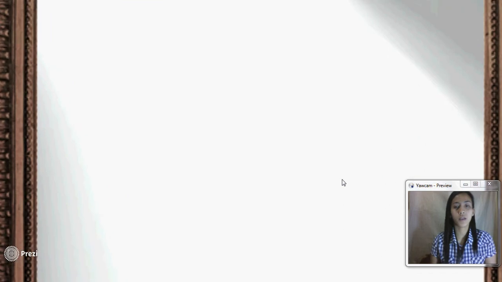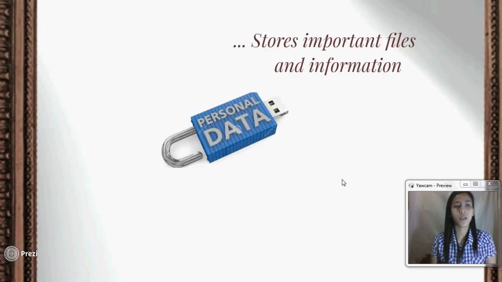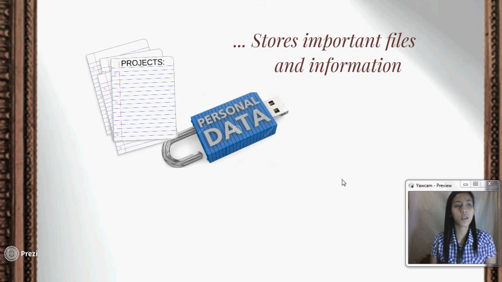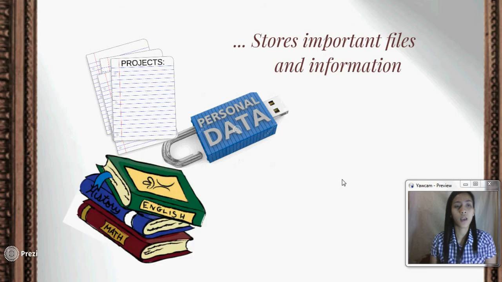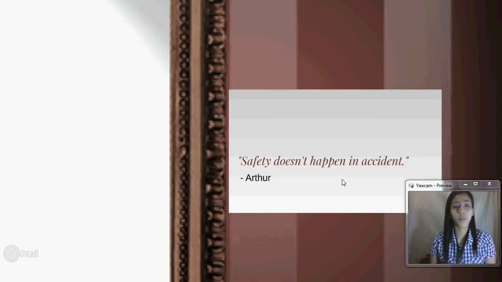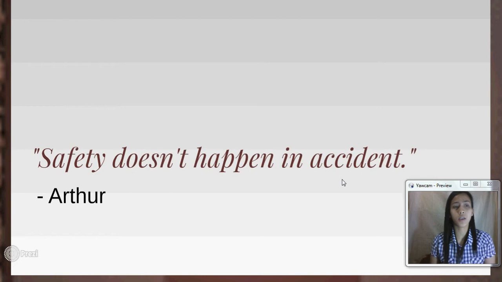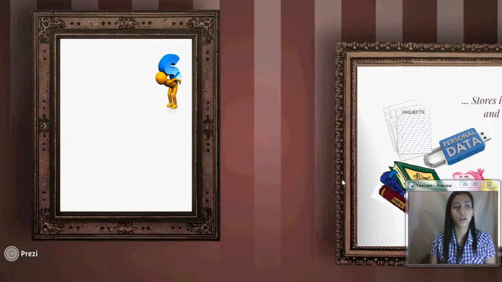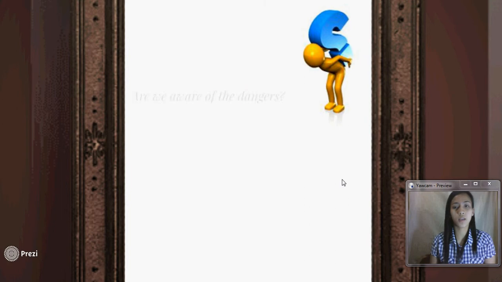This is because computers are very useful and convenient in our daily activities, but they contain so many important documents and information about the users. And this could possibly impose danger if we are not careful enough. In fact, losing these things and even letting other people steal this information from you could lead to the worst case scenarios we could imagine. The question is, are we all aware of these dangers?